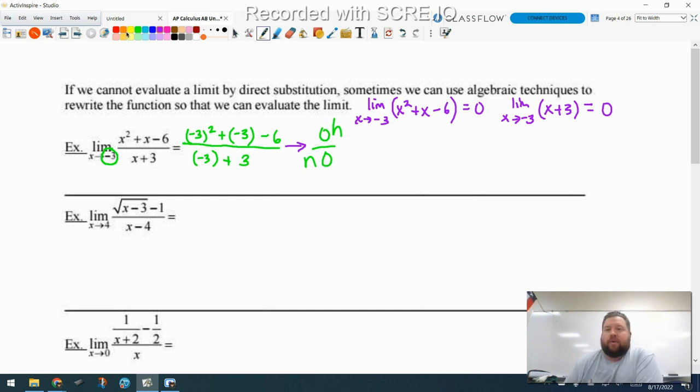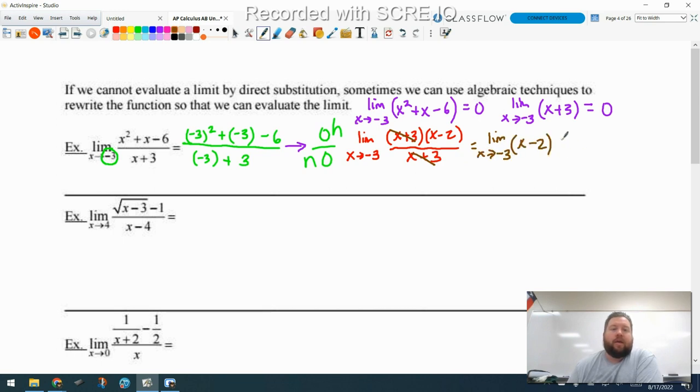The way that we evaluate this is we do some algebra. This one we're going to be able to factor. So we turn this into the limit as x approaches negative 3 of x plus 3 times x minus 2, divided by x plus 3. You can see that the x plus 3's are going to cancel out. So this is equal to the limit as x approaches negative 3 of x minus 2. Now we can do direct substitution. Plug in negative 3. Negative 3 minus 2 is equal to negative 5.